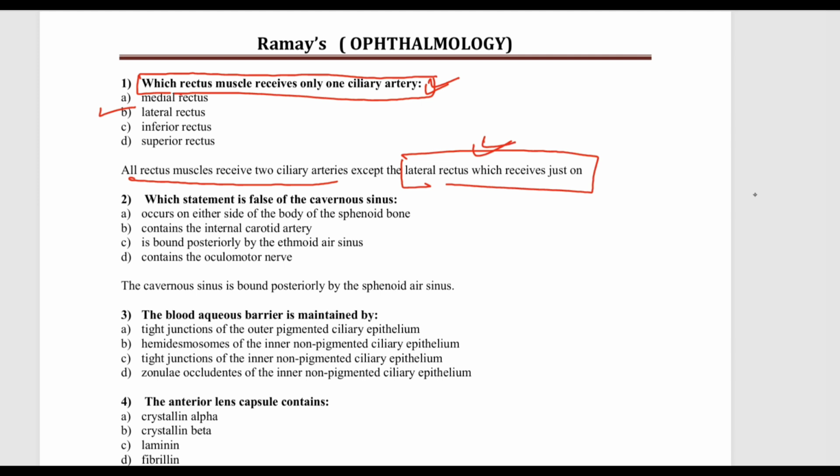Which statement is false about the cavernous sinus? The options are: occurs on either side of the body of the sphenoid bone, contains the internal carotid artery, is bounded posteriorly by the ethmoidal air sinus, contains the oculomotor nerve. So the option here will be: it is bounded by the ethmoidal air sinus posteriorly. No, it is not bounded by the ethmoidal air sinus. Rather, it is bounded by the sphenoidal air sinus. Remember that.